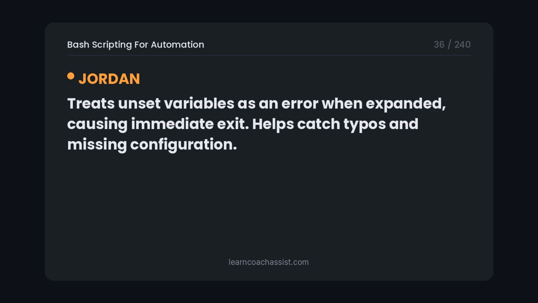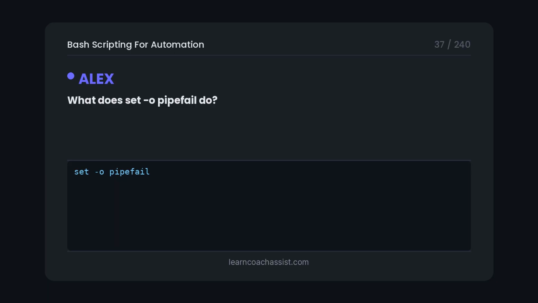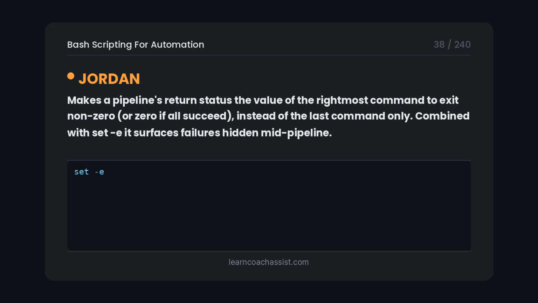configuration. What does set -o pipefail do? Makes a pipeline's return status the value of the rightmost command to exit non-zero, or zero if all succeed, instead of the last command only. Combined with set -e, it surfaces failures hidden mid-pipeline.